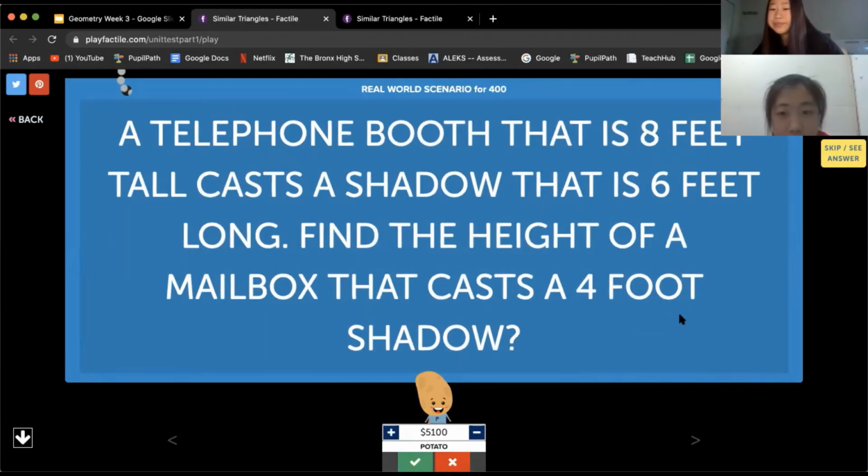A telephone booth that is 8 feet tall casts a shadow that is 6 feet long. Find the height of a mailbox that casts a 4 feet shadow.